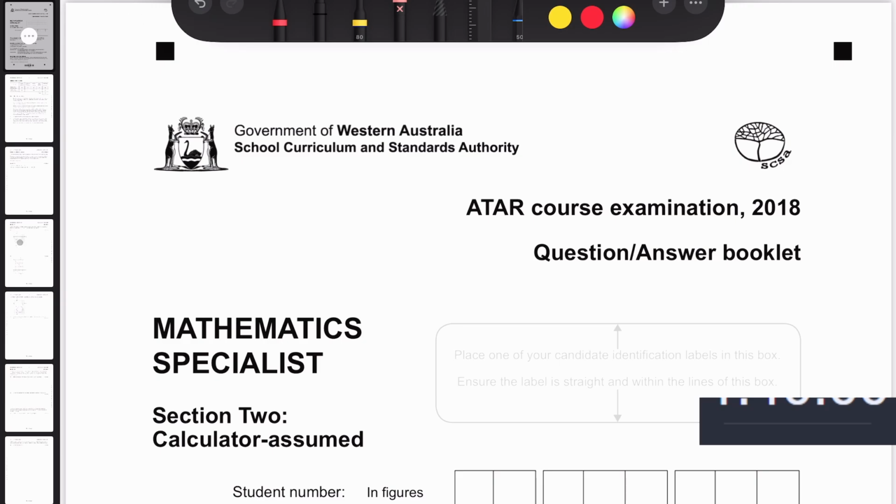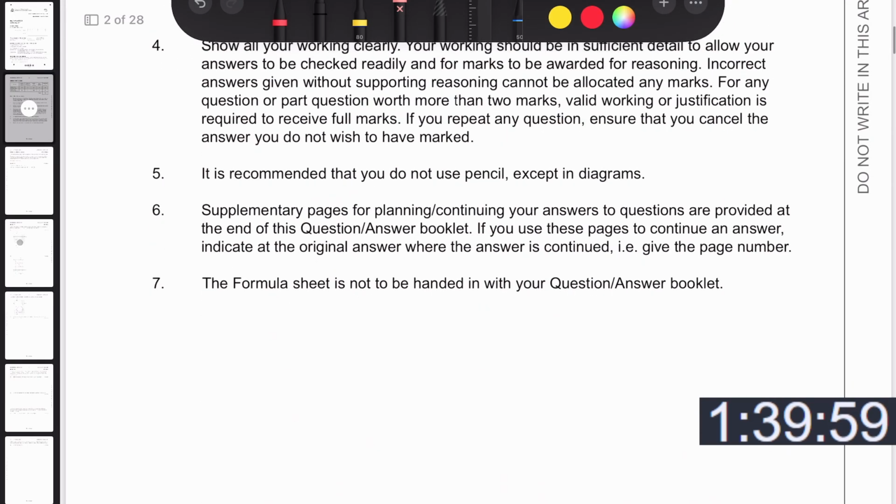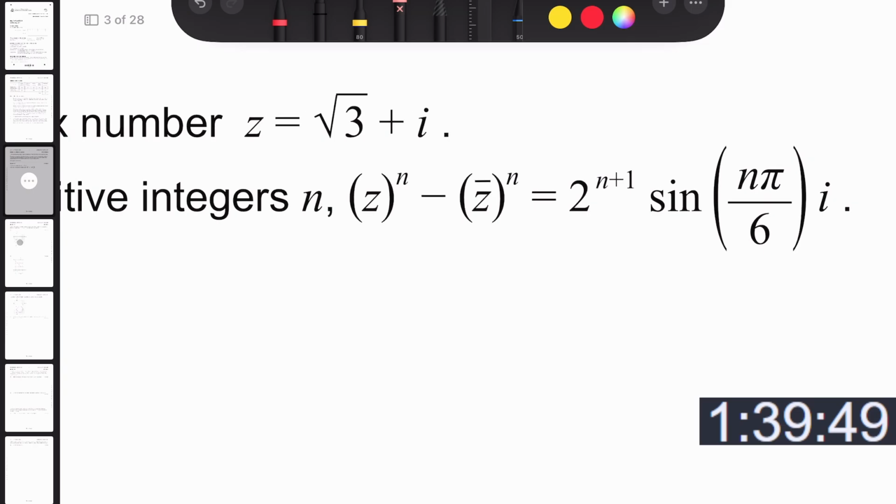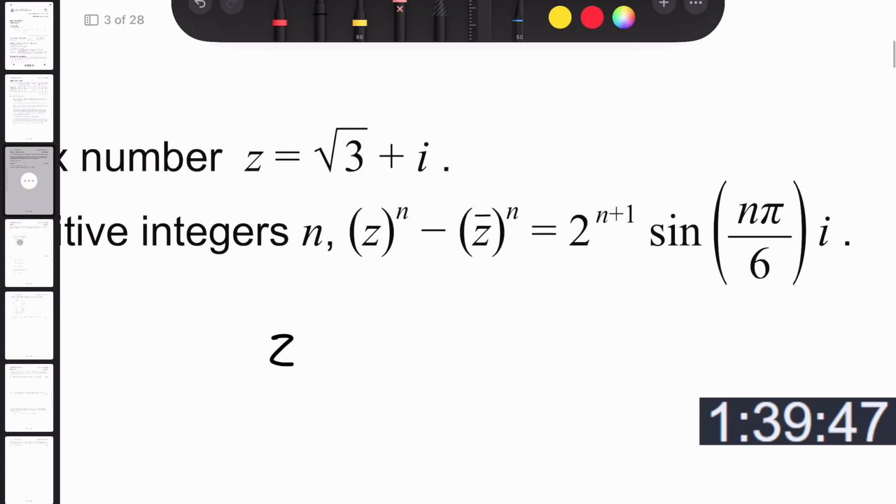Okay, time to do calculator assumed. Let's just get started. Time is on. Let's go. Okay. Consider the complex number. Consider that for all positive integers n, z to the n minus. Okay, so z dash is going to be.